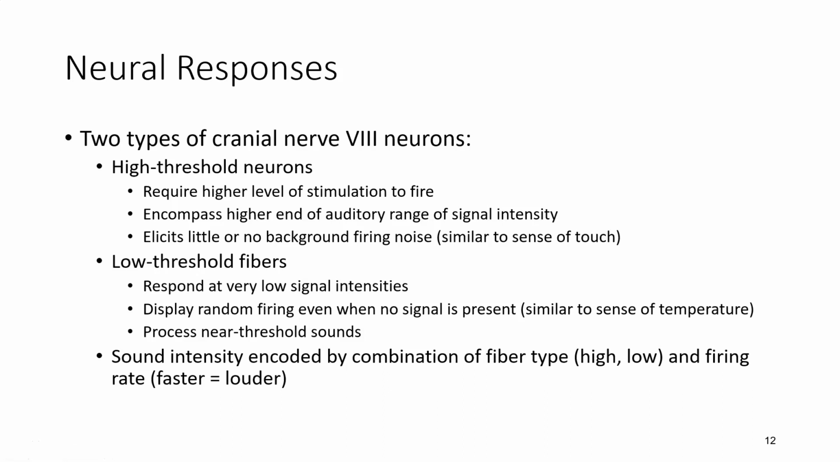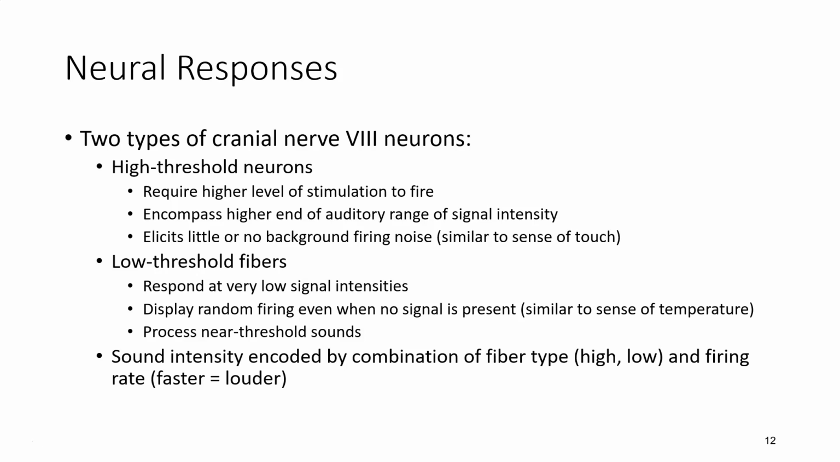Our neural response to speech starts with two types of nerves in the eighth cranial nerve. One set of high threshold neurons only respond to a higher level of stimulation, so a higher intensity sound. These neurons generally don't fire unless there's a high intensity sound present. Lower threshold fibers respond to much quieter sounds at low signal intensities, and they also display a certain amount of random firing even when there is no sound signal. This helps us process sounds that are near the minimum threshold of intensity of sounds we can process.